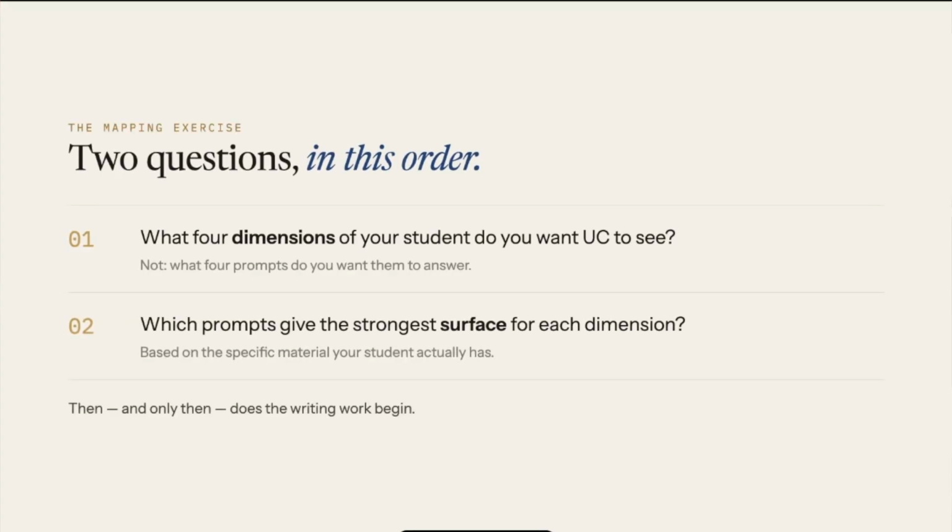Question 2, which prompt gives the strongest surface for each dimension, based on the specific material your student actually has to draw from. Those two questions, in that order, produce fundamentally better PIQ selection than the alternative of reading the 8 prompts and picking the 4 that seem easiest to write. Then, and only then, does the writing work begin.